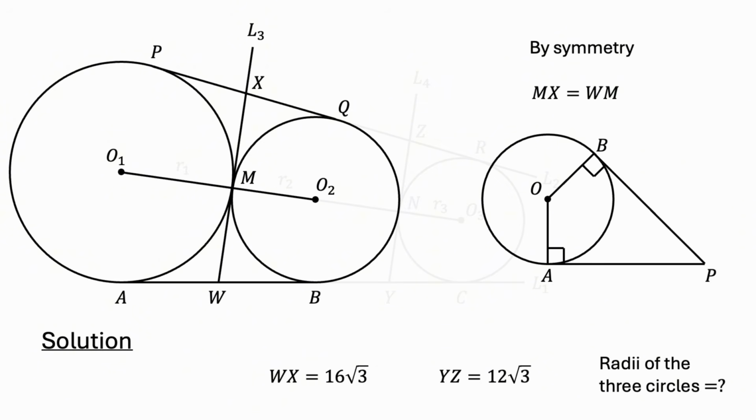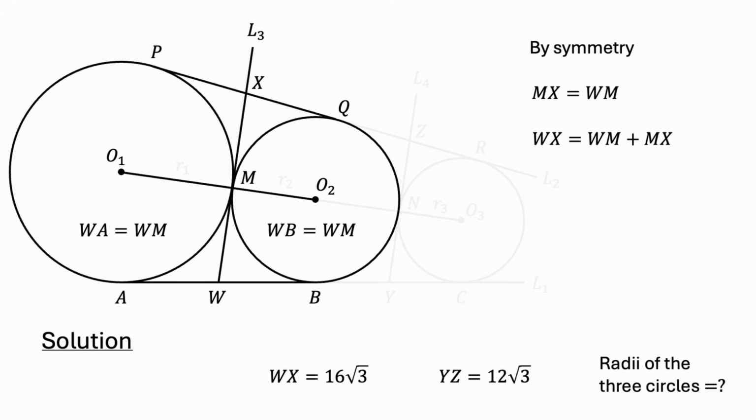Next, recall that if PA and PB are tangents from P to a circle, then we have PA equals PB. Since WA and WM are tangents from W to the large circle, we have WA equals WM. Similarly, WB and WM are tangents from W to the medium circle, thus we have WB equals WM. Since WX equals WM plus MX, which equals WM plus WM, which in turn equals WA plus WB, we have WX equals AB.